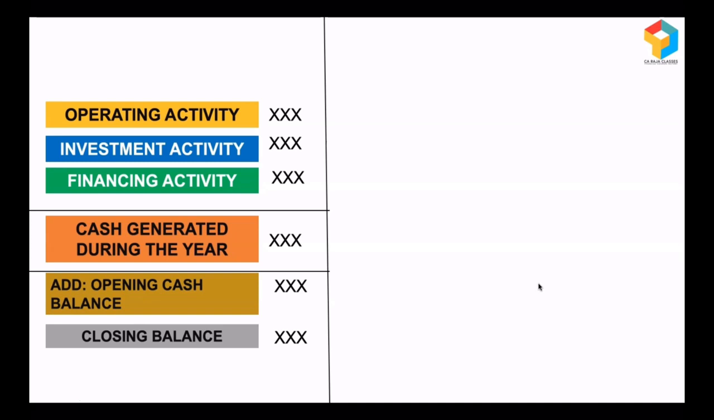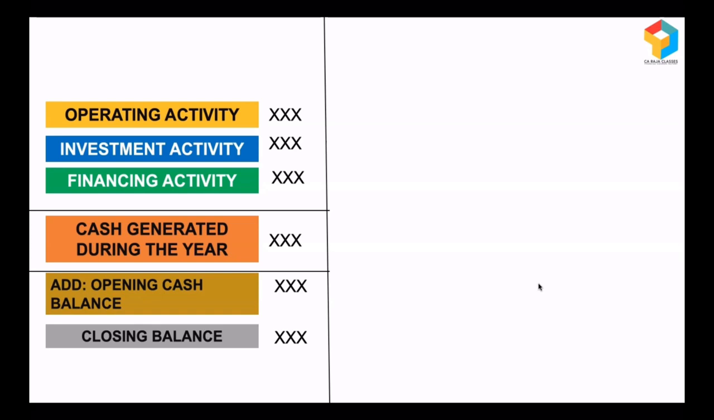I'm capturing the cash flows from operating activity, investment activity, and financing activity. I'm aggregating them so that I can get the cash generated during the year. And with this, when I add the opening cash balance, automatically I get the closing cash balance. By having a look at this statement, I'll get to know from where money had come and where money had gone out.